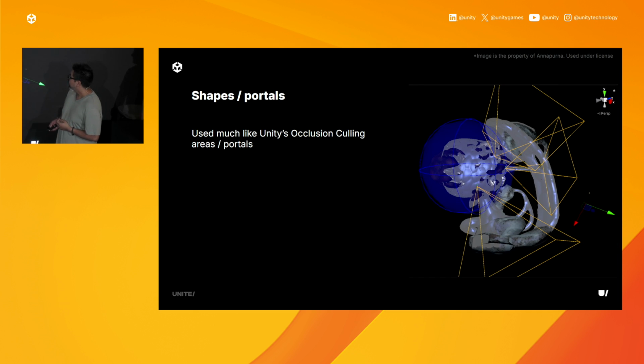The third system that we implemented is shapes and portals. It's much like the Unity occlusion areas and portals. Essentially, we designate an area, like this in blue. Anything within that area is then associated to that space. And when the player moves around, if the player is either inside the space or inside of one of these yellow portals, the objects inside of the space become visible. But if the player is not in any of those, they become culled.